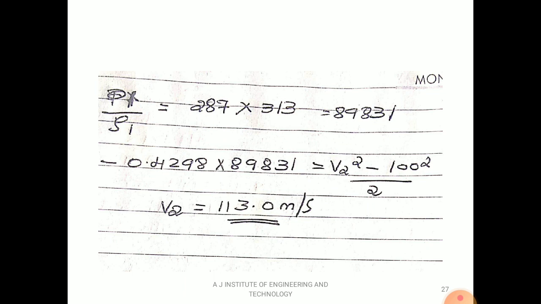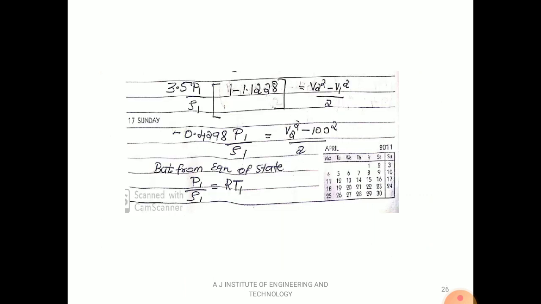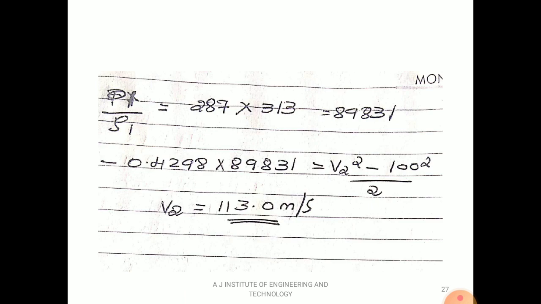Then you can substitute this value of P1 by rho 1 in the previous expression, that is minus 0.4298 P1 by rho 1 equals V2 squared minus 100 squared by 2. Replace P1 by rho 1 with 89831. So minus 0.4298 into 89831 equals V2 squared minus 100 squared by 2. Multiply 2 to the other side, that is 2 into minus 0.4298 into 89831, add 100 squared and take the square root of that value. So we get V2 equal to 113.0 meters per second.